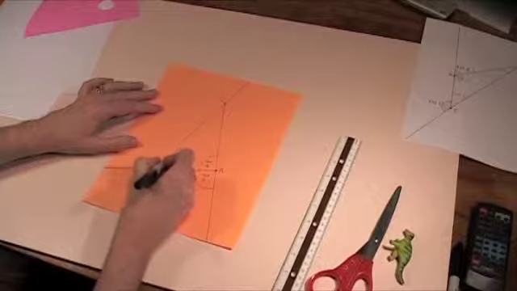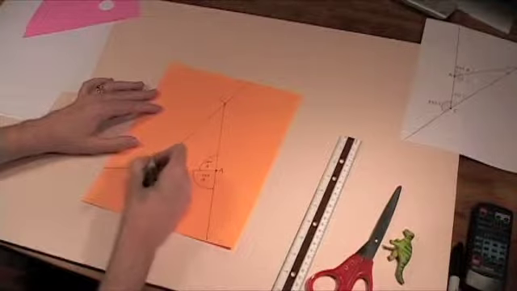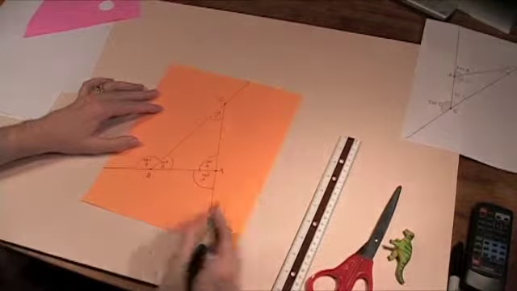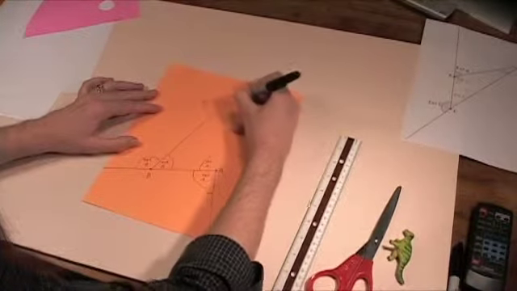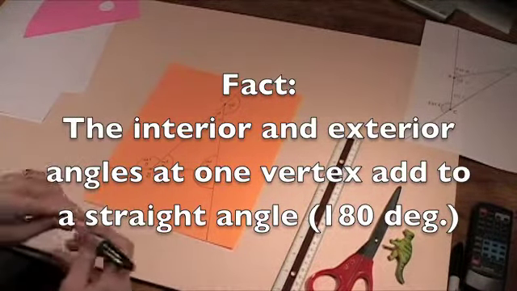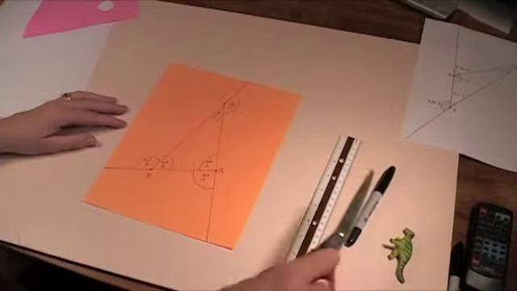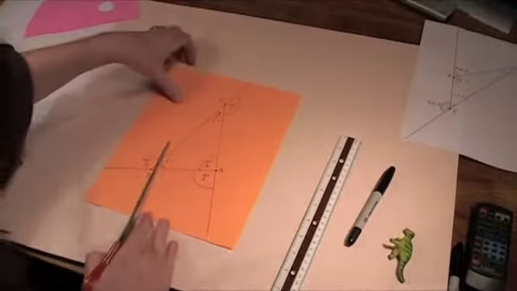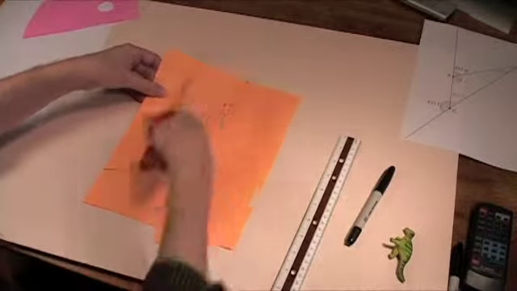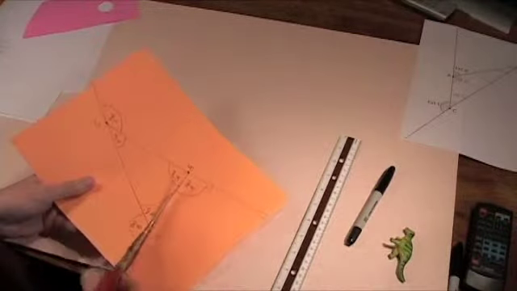Here's the interior angle at B, and the exterior angle at B. And C has an interior angle and an exterior angle. So you may want to pause the video while everybody does this. Okay, once everybody has got their triangle ready, now cut along the 3 rays that you made. So again, you should end up with a triangle and 3 extra outside pieces.